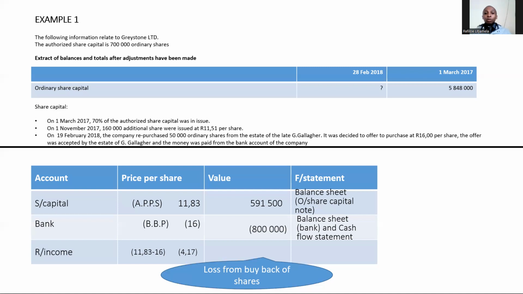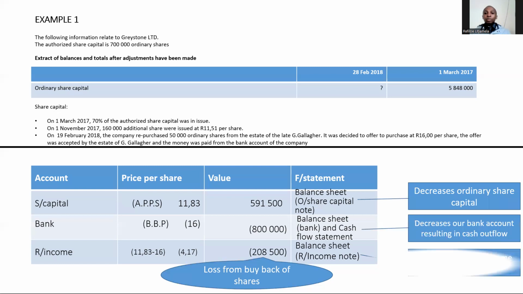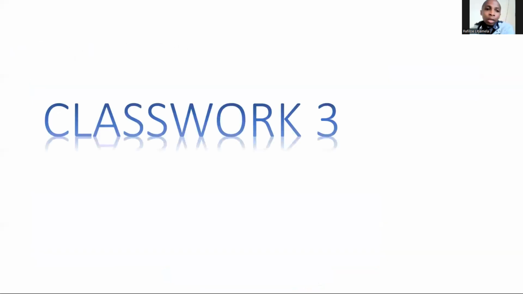And this loss will simply be 50,000 multiplied by 4.17, and this will give us a total loss of 208,500. And this loss will be recorded as a negative in your retained income note. Okay. And these are just the notes where I'm simply explaining each of those accounts and how they will be affected. Now, let us look at classwork 3.